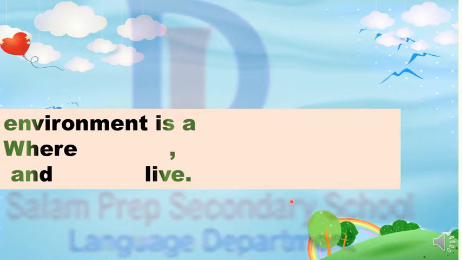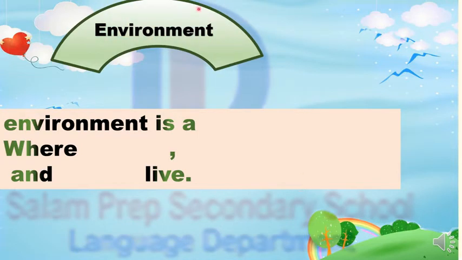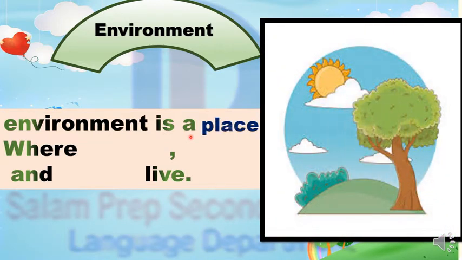Okay, now we want to know the meaning of environment. Repeat after me. Environment. Environment. Again. Environment. Environment is a place. This is an environment. It's a place.